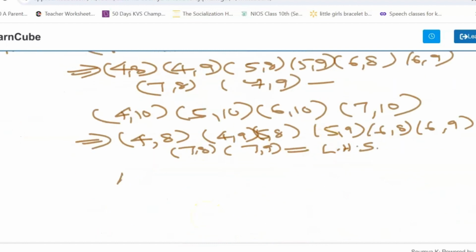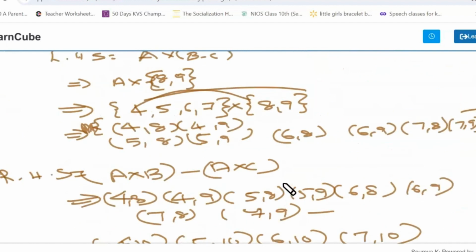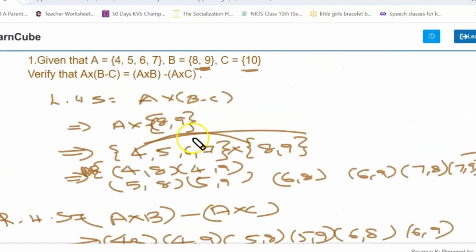So your statement is verified. Just keep in mind what the Cartesian product is and how to find it, and you also should know how to do the difference of two sets. These two things you have to keep in mind. Let's go to the next question.